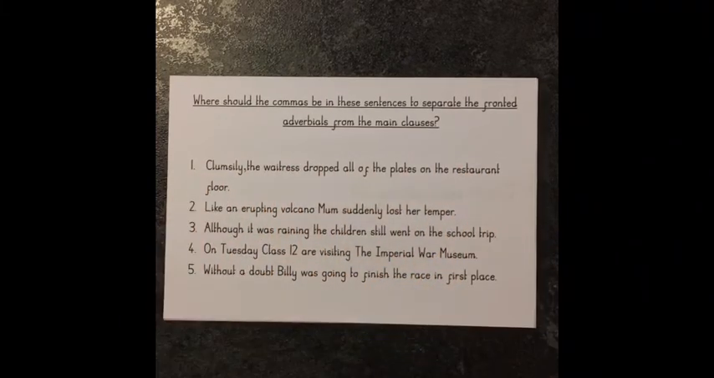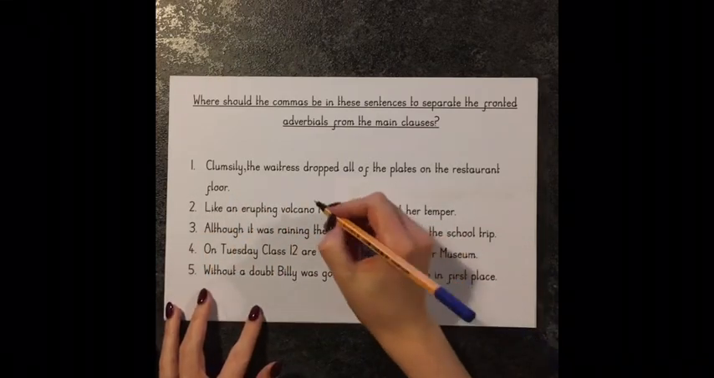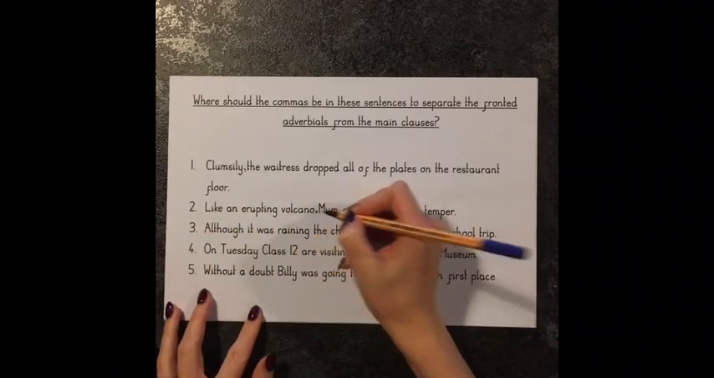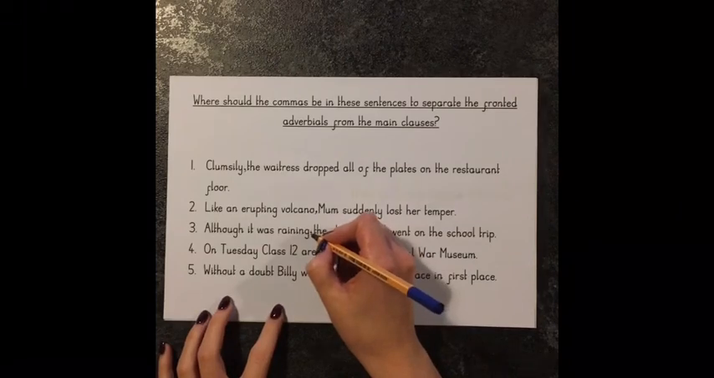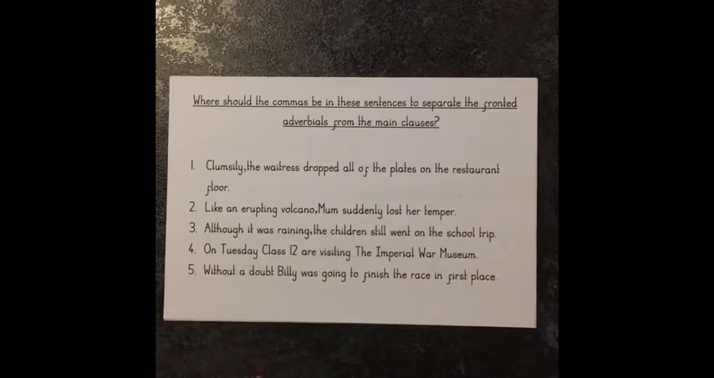Here is our clause. Like an erupting volcano, Mum suddenly lost her temper. How did Mum lose her temper? Like an erupting volcano. That is our fronted adverbial. It provides more information about the verb. Although it was raining, the children still went on their school trip. Although it was raining is our fronted adverbial.